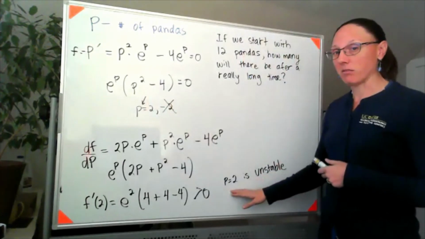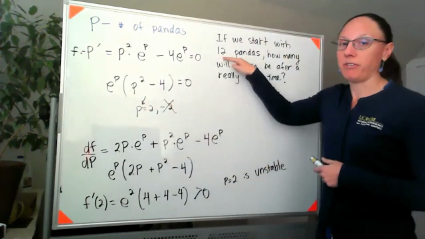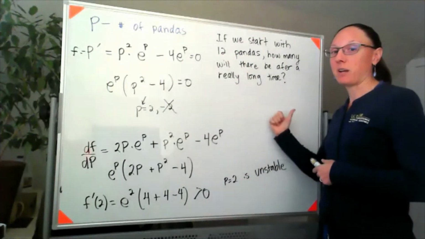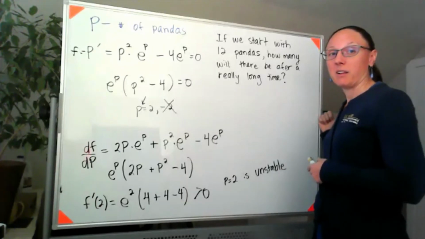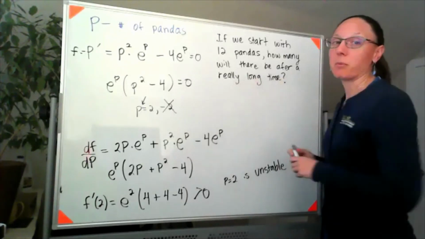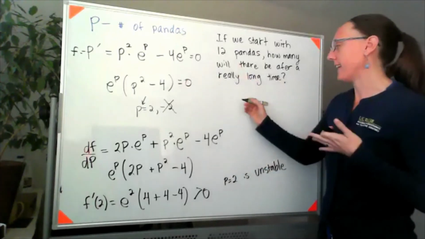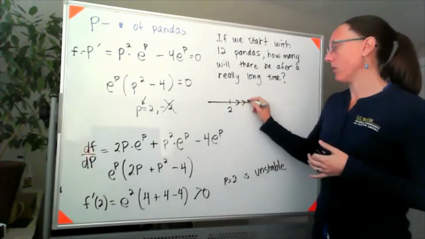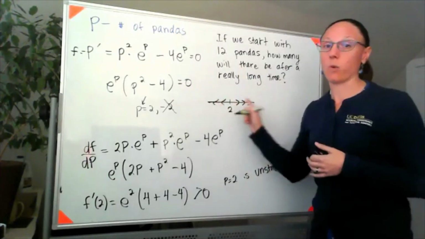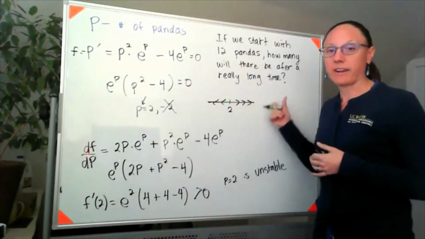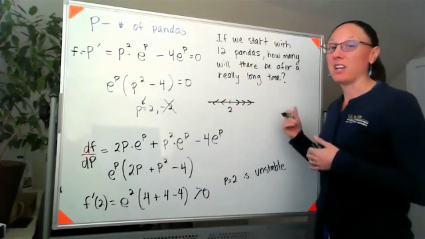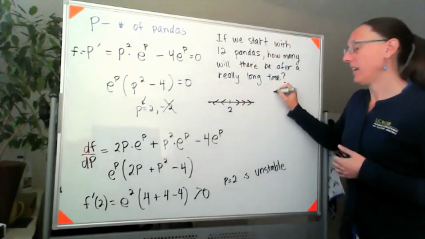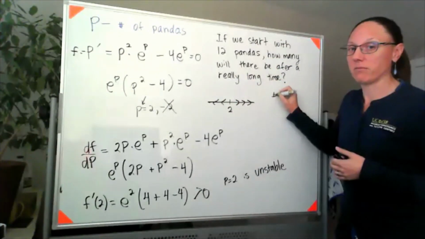Well, if it's unstable and I'm starting with 12, and 12 is something above p equals 2, then that means it's going to keep getting bigger and bigger, because it has to be moving away from p equals 2. So even without graphing this, I can think about a fake number line. If that's 2 and it's unstable, then I know that's what the arrows look like right around 2. 12 is out here and it's going to get pushed bigger and bigger. So what's going to happen to my panda population after a really long time? It will grow infinitely large.